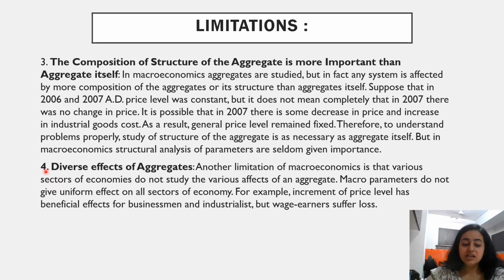The fourth and last limitation is the diverse effects of aggregates. Another limitation of macroeconomics is that it does not study the various effects of an aggregate on the various sectors of the economy. Macro parameters do not give a uniform effect on all sectors of the economy. For example, an increase in price level has beneficial effects on businessmen and industrialists, but wage earners suffer the loss.